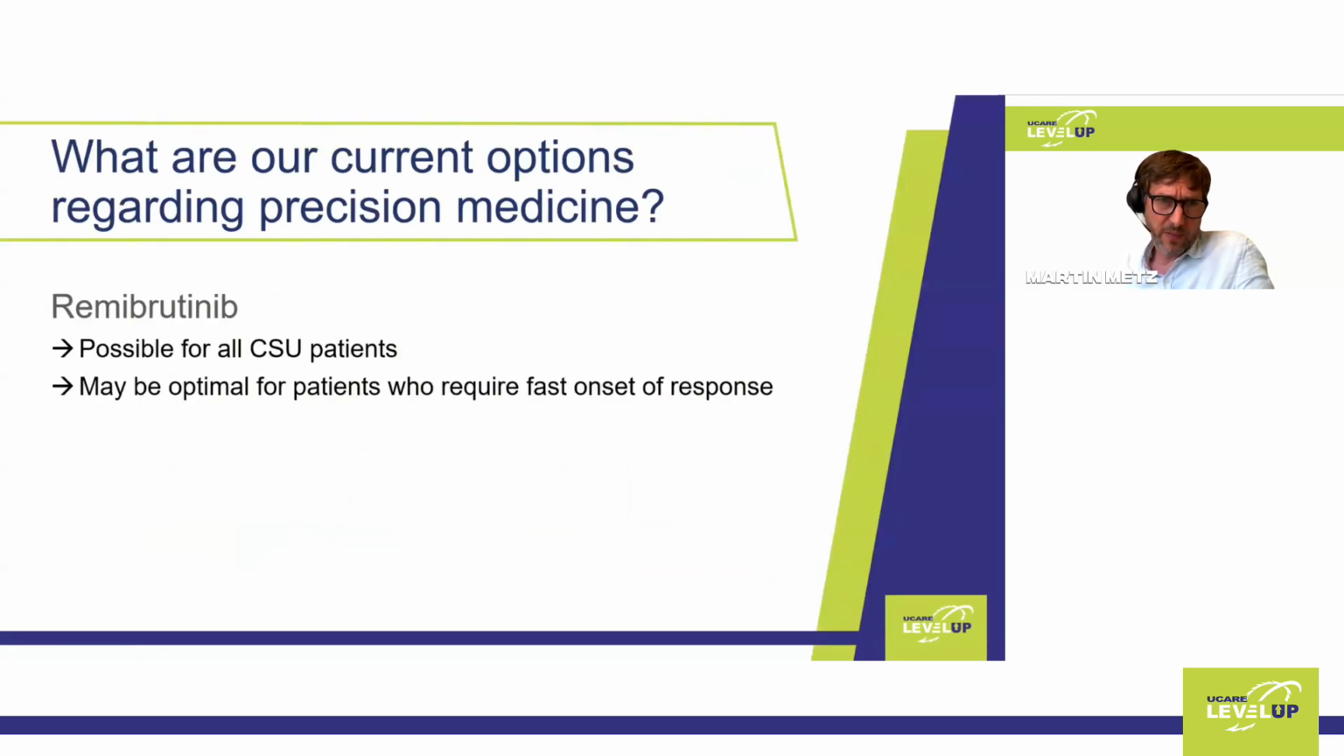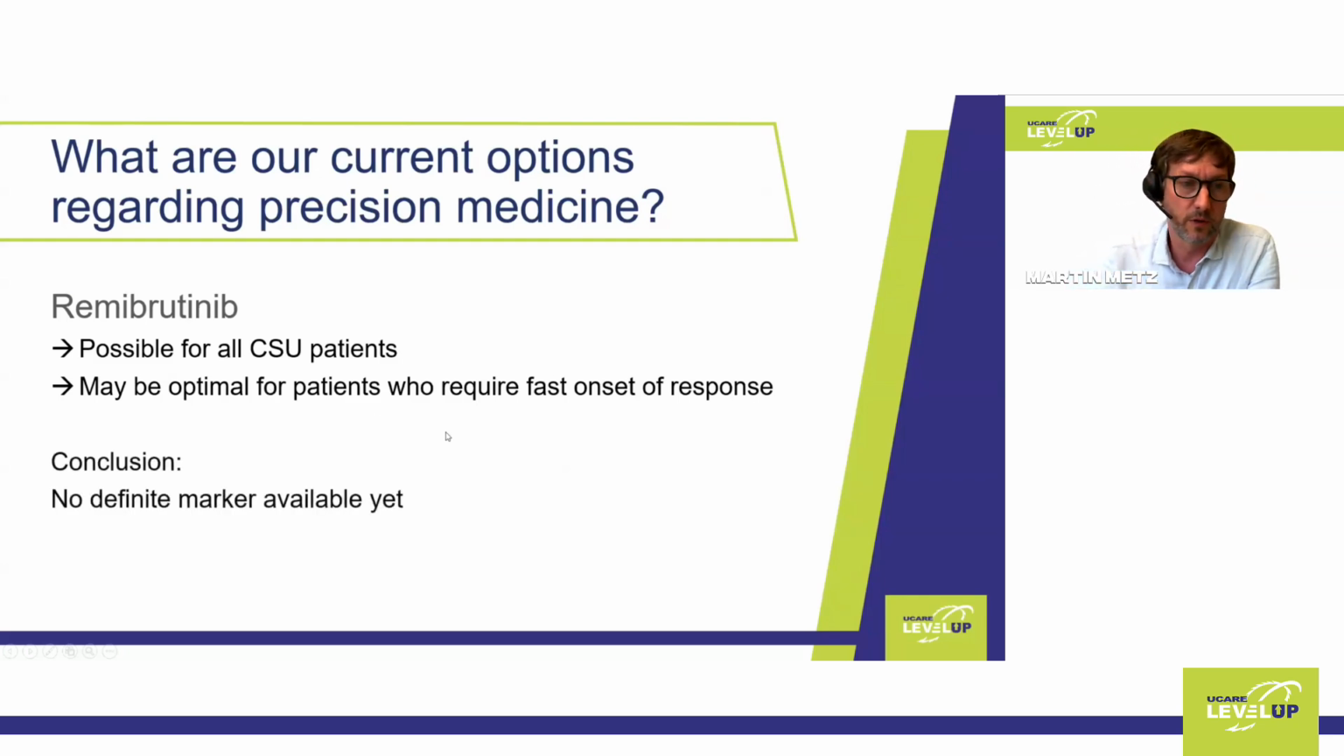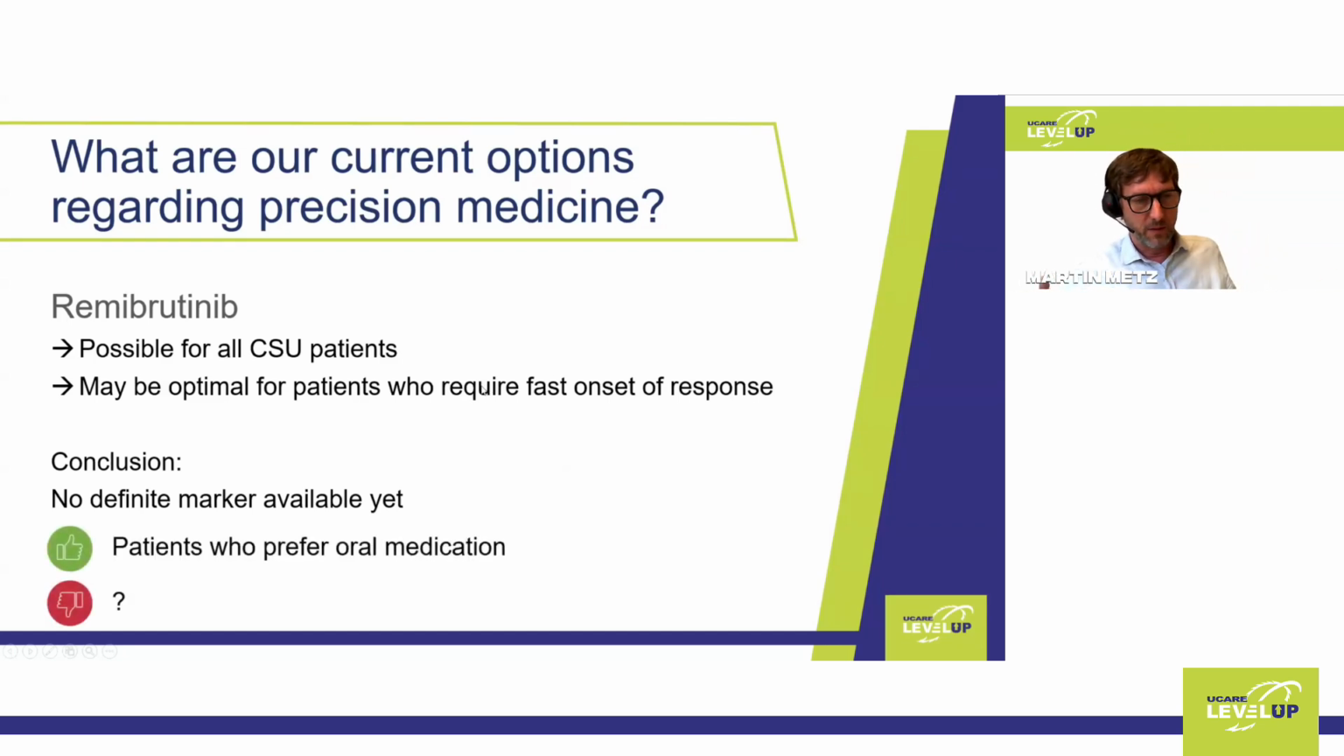So again, regarding precision medicine, well, not too much information at the moment, I'm afraid. Possible for all CSU patients. Again, not an endotype, but we have this fast response, fast onset of action in those that do respond. So if we require that, then this might be the drug to go to. So again, my unfortunate conclusion, no definite marker available yet. Regardless of precision medicine, the benefit is, it's different. If you call it an endotype, that a patient doesn't like needles, then this would be one.